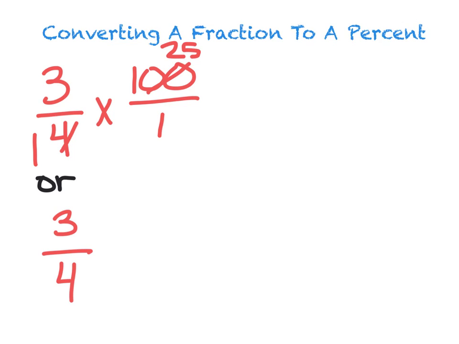If you think about quarters, it makes it easier. Now when you multiply through, you can get 3 times 25, which is 75, and 1 times 1 equals 1. Now if you look at this, you have 75%.